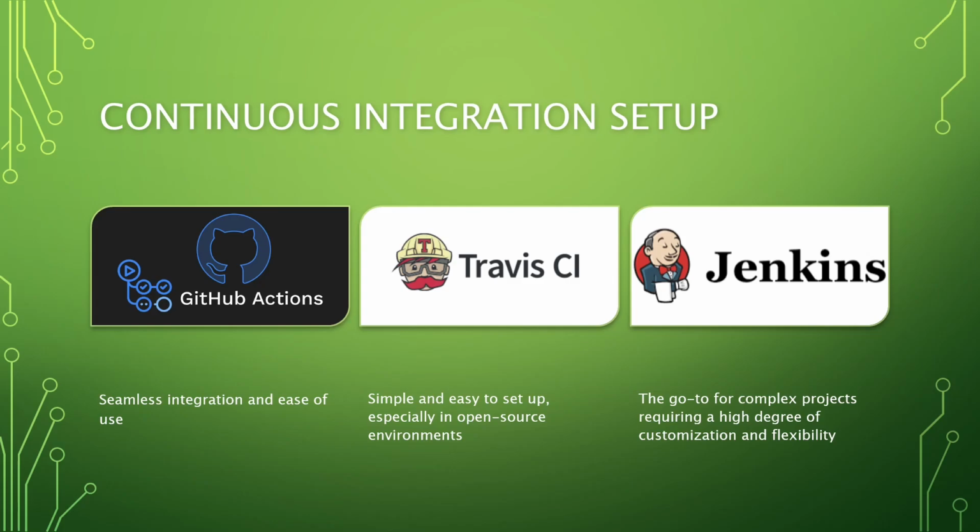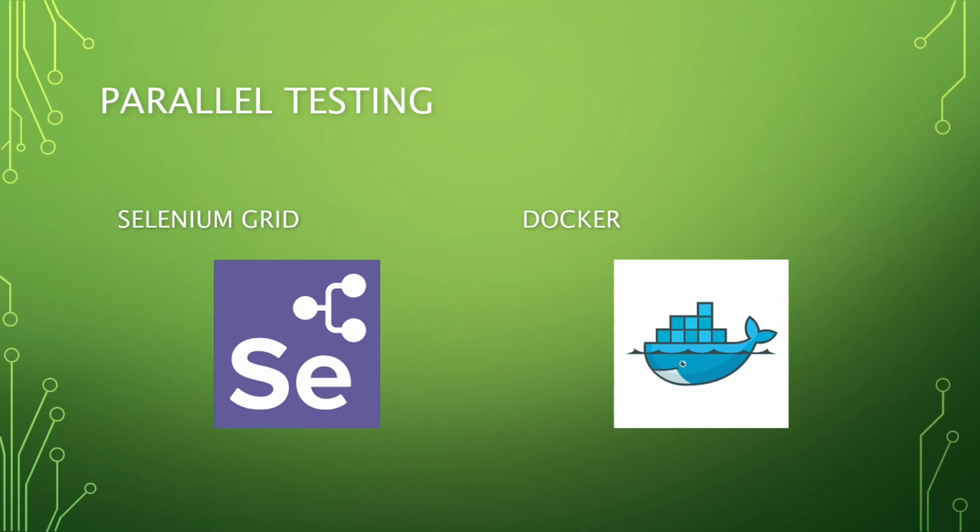Jenkins is an open source automation server that provides hundreds of plugins to support building, deploying, and automating any test project. Integrating your testing suite into this pipeline ensures that your tests are automatically run, helping you catch issues early and deploy with confidence. Lastly, it's important to test across different environments. This means setting up parallel tests using tools like Selenium Grid or Docker, where you can run tests simultaneously on different configurations to ensure compatibility and performance.